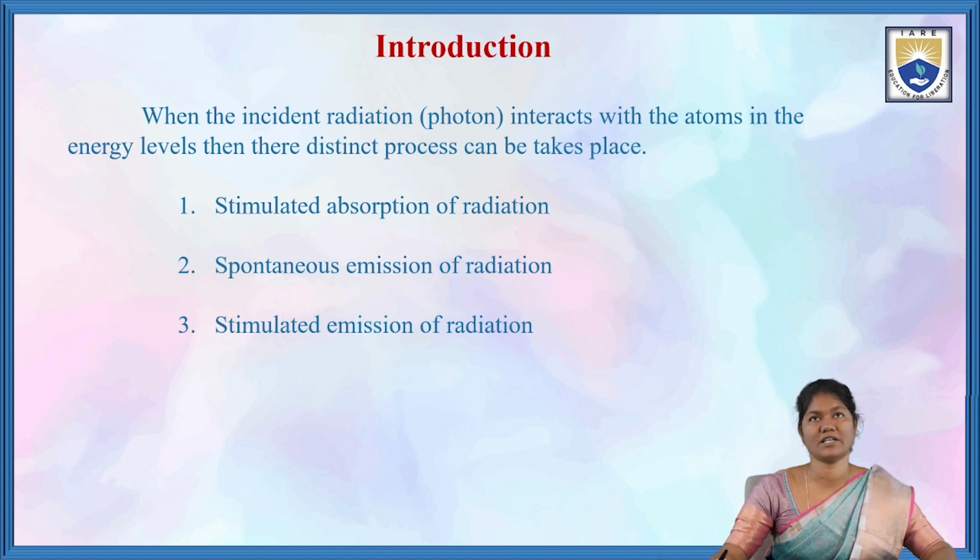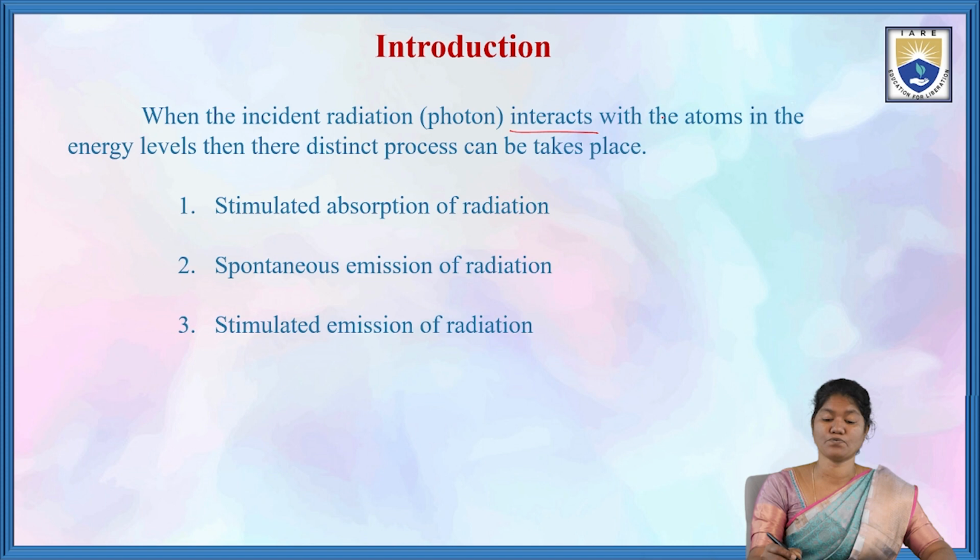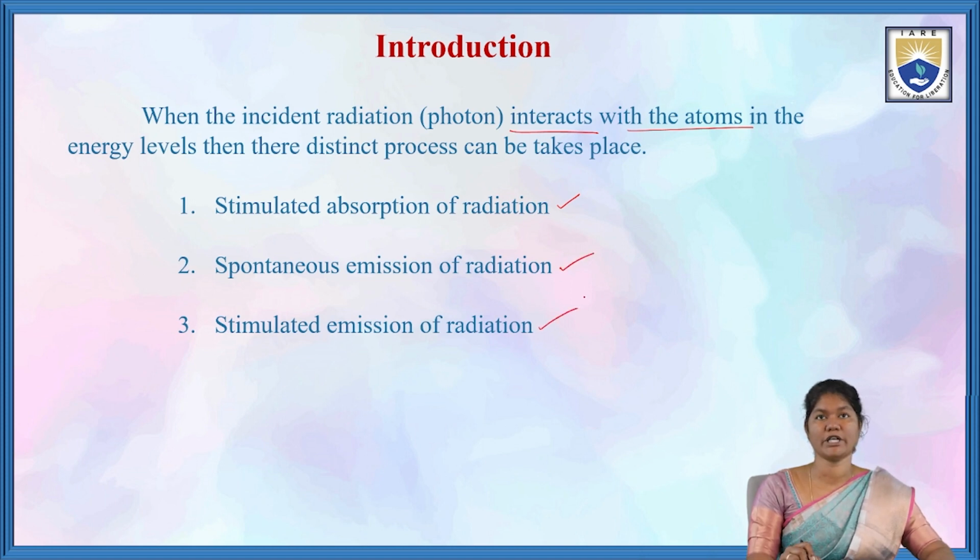First of all, let's go for the introduction. Radiation is nothing but photons. When the incident radiation interacts with the atoms in the energy levels, different processes take place. These different processes are stimulated absorption of radiation, spontaneous emission of radiation, and stimulated emission of radiation. These are the three processes which happen when the incident radiation or incident photon interacts with the atoms in the energy levels.